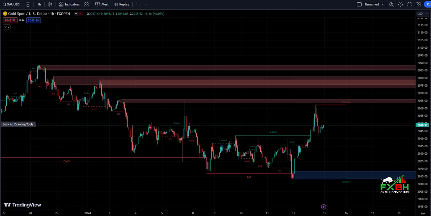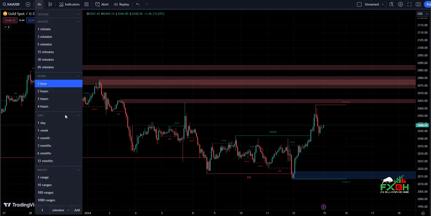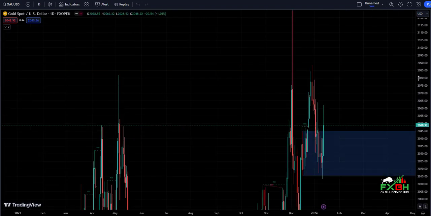And we're going to show you our next week market movement of gold. As you can see, this is TradingView, and the 1 hour time frame chart is open right now. So let's start with the daily time frame.